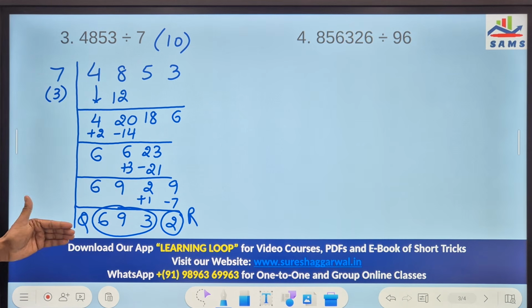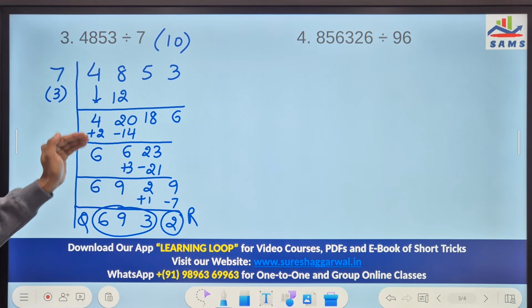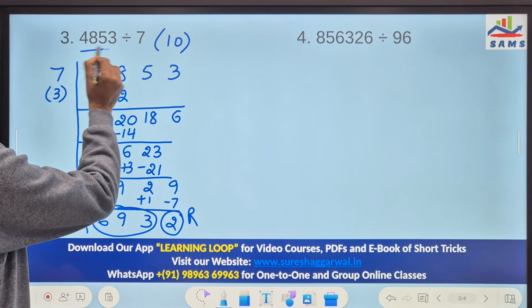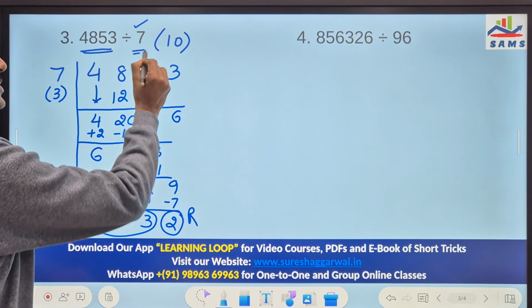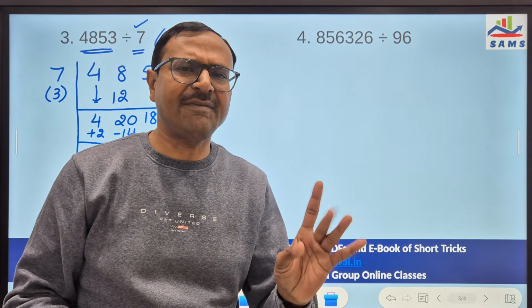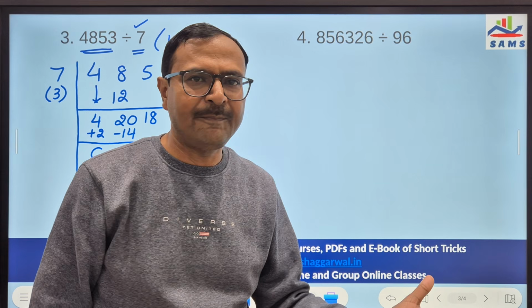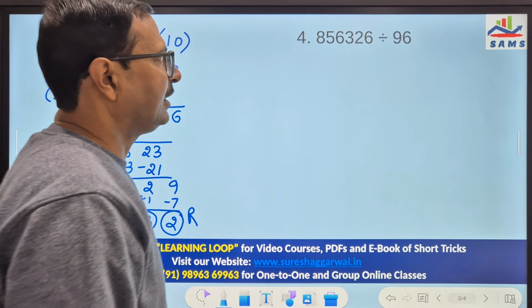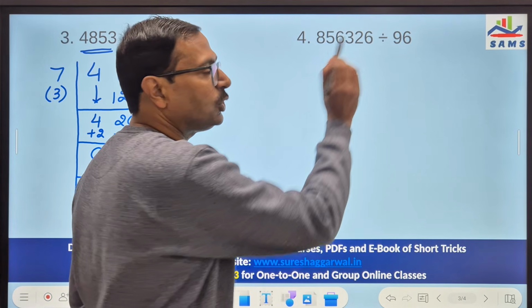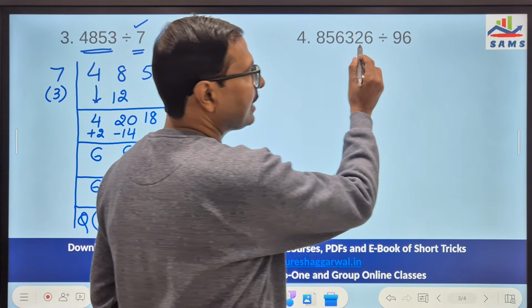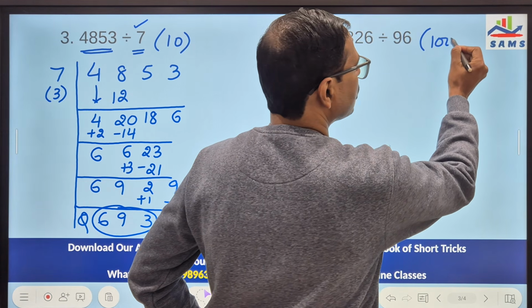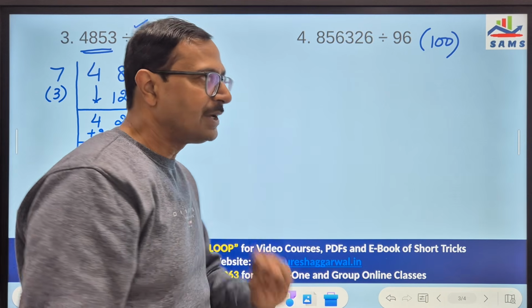Now you must be feeling a little bit more comfortable dividing big numbers by the numbers which are close to 10, like 6, 7, 8, 9. For all of them the method works wonderfully well. Now let's do the final thing. Here we have 8, 5, 6, 3, 2, 6. So I need to pair them up because this 96 is close to 100, which contains 2 zeros.